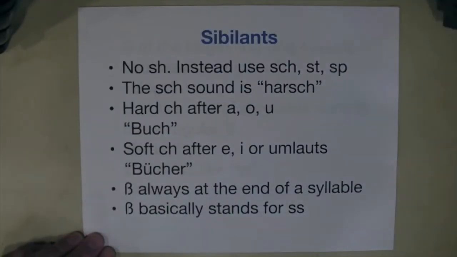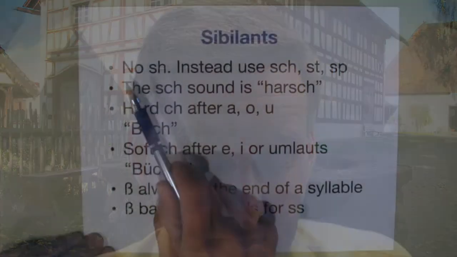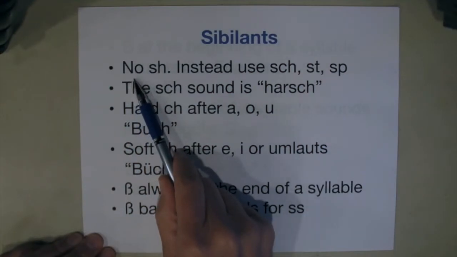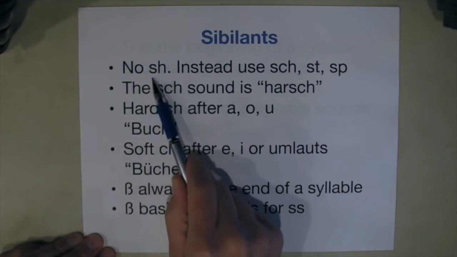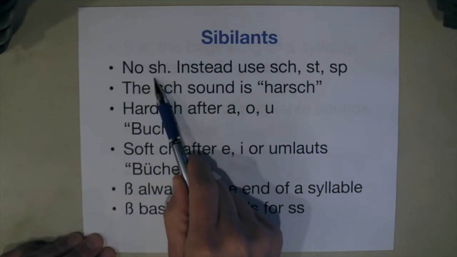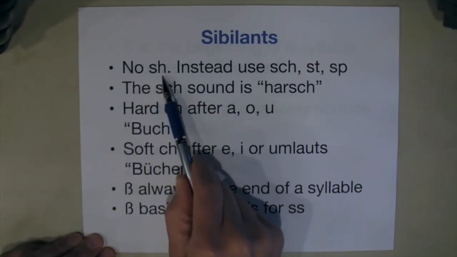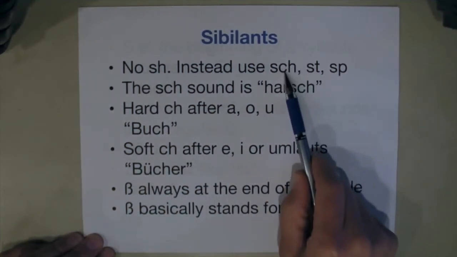Let's get to the next one. The sibilants are basically consonants that have sort of a hissing type of sound. So, let's go through some of these. First of all, there's basically no SH in German. There are some exceptions, but basically there's no SH. If you hear a sh sound, don't write SH, you're going to get it wrong. Okay? This is the most common one, SCH, right here.